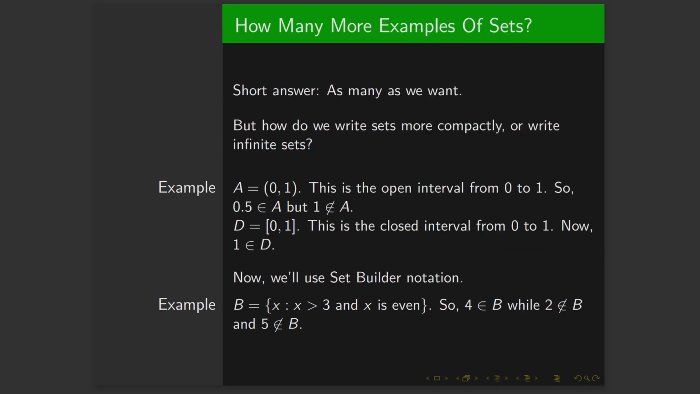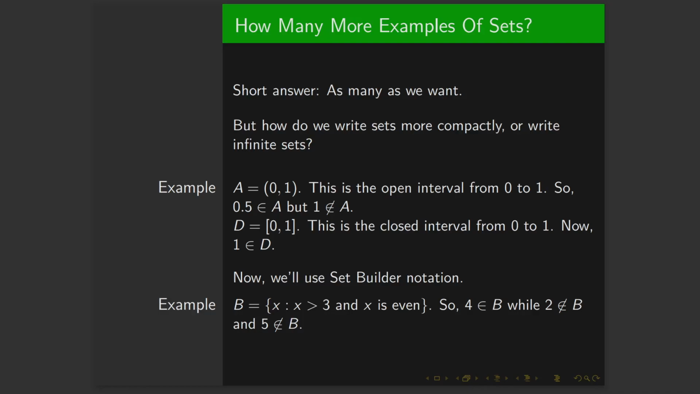There's many ways that we can define these sets, but the idea is we need to think of writing sets more compactly or writing infinite sets. You will notice before we used curly brackets, but here's another way we can define a set. If we let A is equal to 0, 1, but with round brackets, this is the open interval from 0 to 1. So this contains every number between 0 and 1, not 0 and 1. So 0.5 is in here, pi over 4 is in here, but 1 is not in there and 0 is not in there. And we can also have closed intervals.